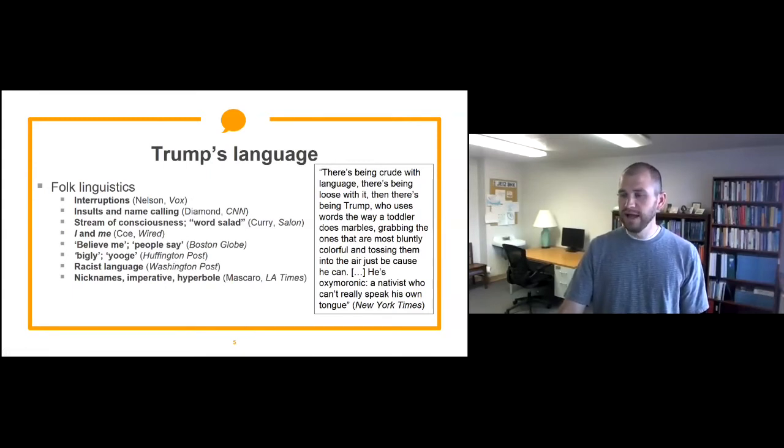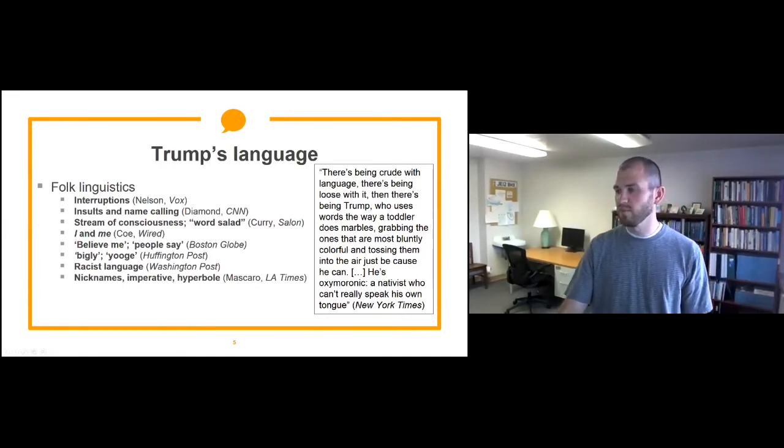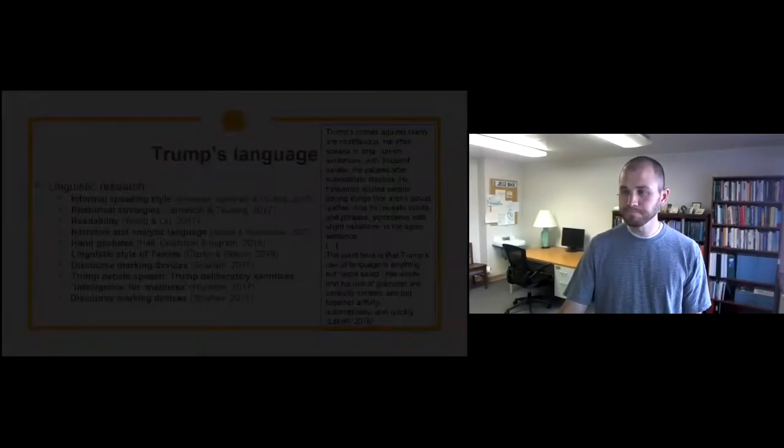These are major news outlets that are making this commentary. And this article from the New York Times says, there's being crude with language, there's being loose with it, then there's being Trump, who uses words the way a toddler does marbles, grabbing the ones that are most bluntly colorful and tossing them into the air just because he can. He's oxymoronic, a nativist who can't really speak his own tongue. So you can see really strong statements are made about Trump's use of language.